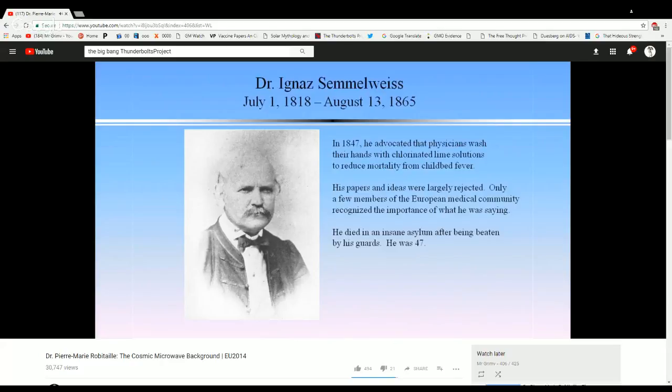So the physicians, rather than just listen to him and keep washing their hands, decided that he had to be incorrect. His papers and ideas were largely rejected. There were only a few people of the European medical community that recognized the importance of what he was saying. He's actually, I think, the father of hygienic methods. And he unfortunately died in an insane asylum. He was only 47.